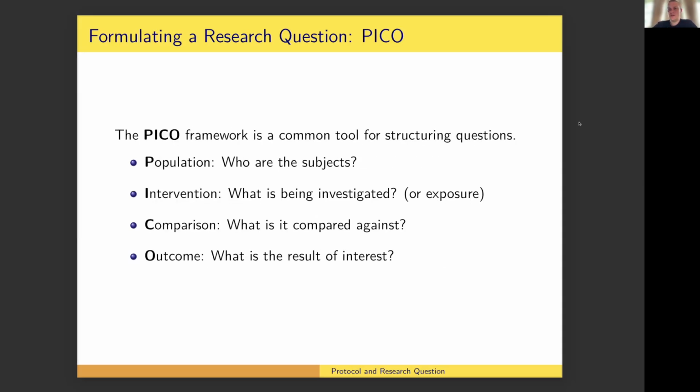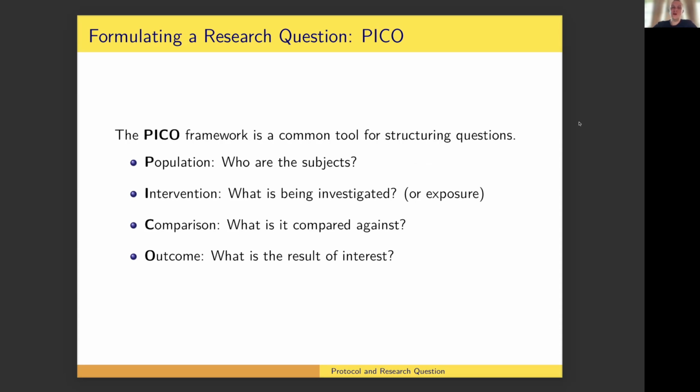When formulating the research question, very commonly we use the PICO framework. You might have come across it in other courses or in other contexts. PICO stands for population. Who are the subjects? Intervention. What is being investigated? This could be either an intervention or an exposure, depending on what types of research questions you want to answer. Comparison, what is it compared against? And outcome, what is the result of interest?